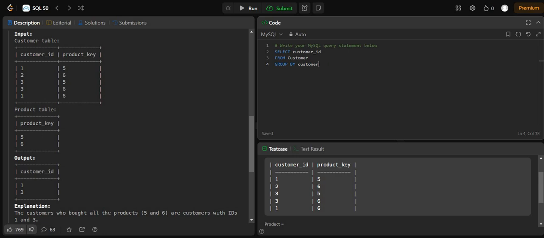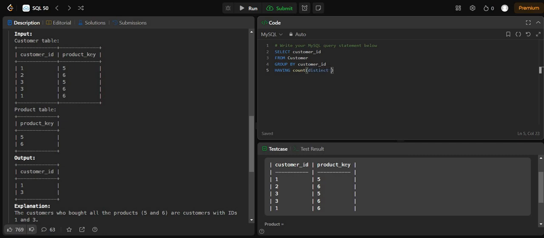Why are we grouping it? You will get to know in the further video. Now what we will do is apply a having clause over here. This having clause will filter our condition, that is, which customer bought all the products from product table. Having what? Having count. Here we are using the count function.